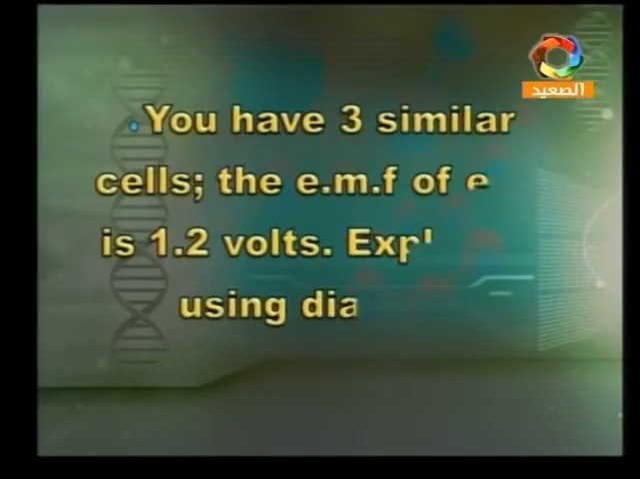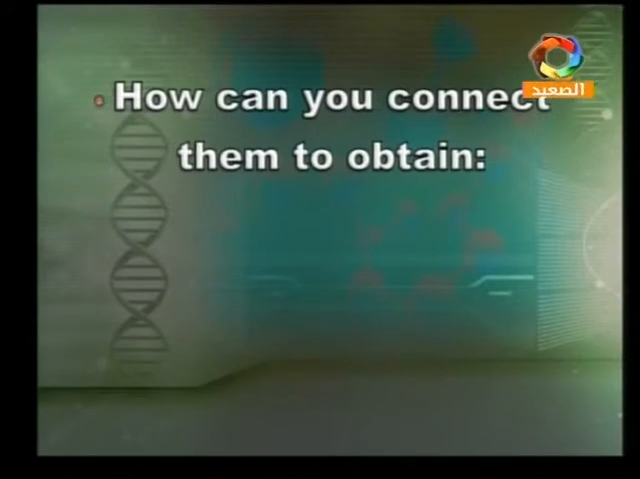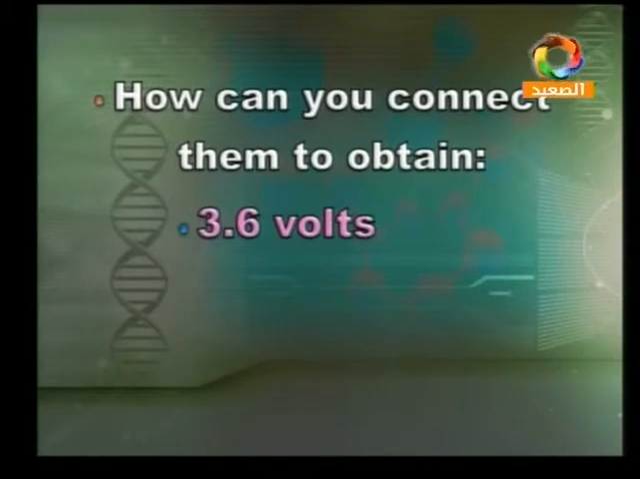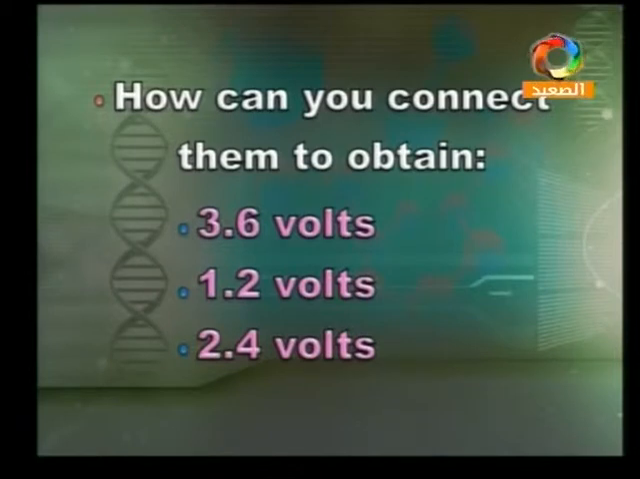The question here: you have 3 similar cells, the EMF of each one is 1.2 volts. Now, explain by using a diagram, how can you connect them? To obtain, as a beginning, the first one, 3.6 volts. And the second one, I need to make a battery containing 1.2 volts. And the third one, we have 2.4 volts.